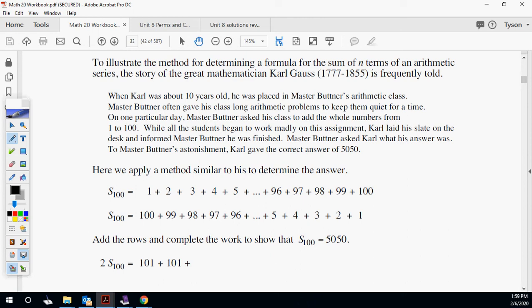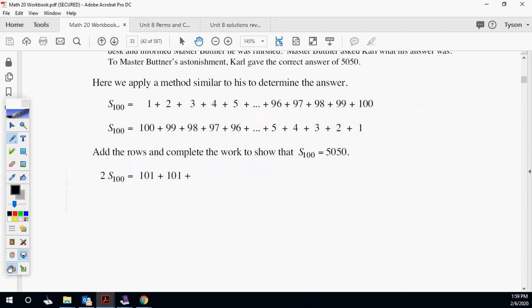While all the students began to work madly on the assignment, Carl laid out a slate on the desk and informed Master Butner he was finished. Master Butner asked Carl what his answer was, and to his astonishment, he was correct with the answer of 5050. So how did he do that in a quick manner?